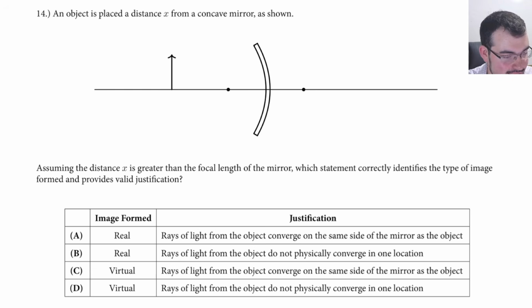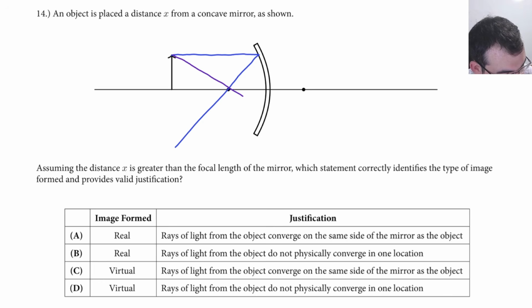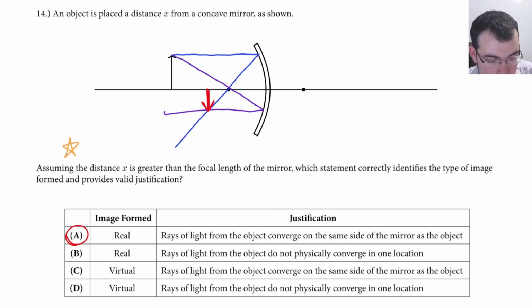Not this one, though. An object is placed beyond the focal length of a concave mirror. What type of image do we get? Well, let's ray trace. If I enter parallel, I bend through the focus. If I enter through the focus, I exit parallel. All right, that's an inverted image because the rays actually touch. One star.